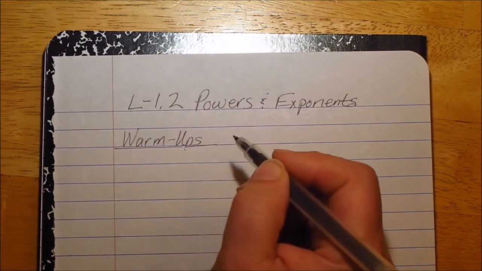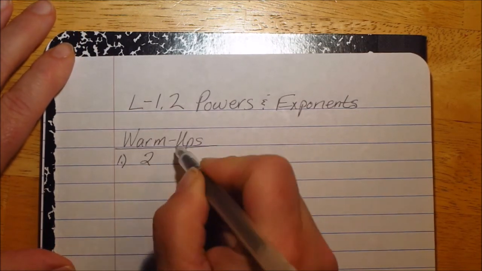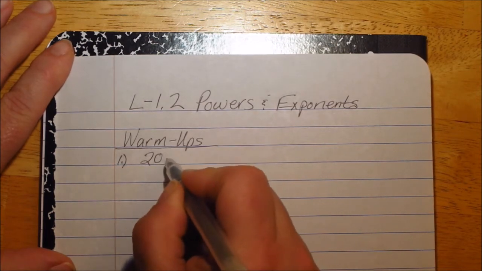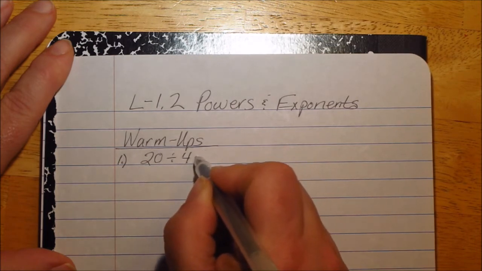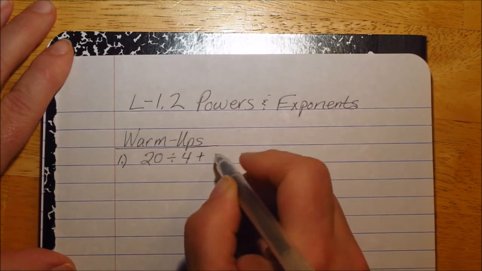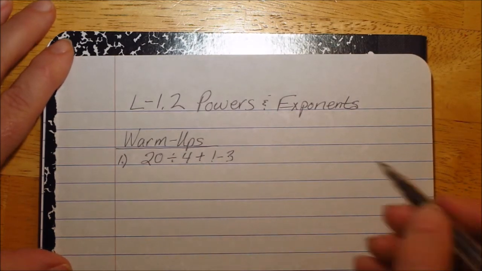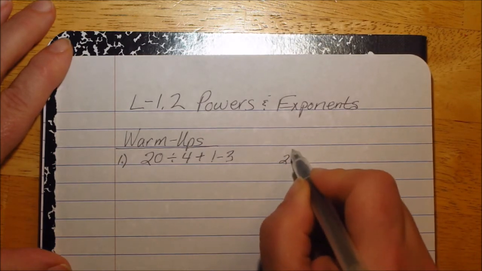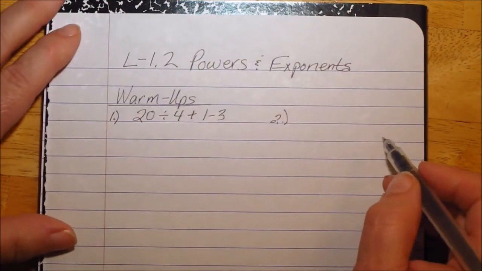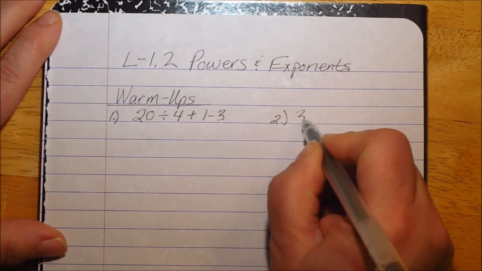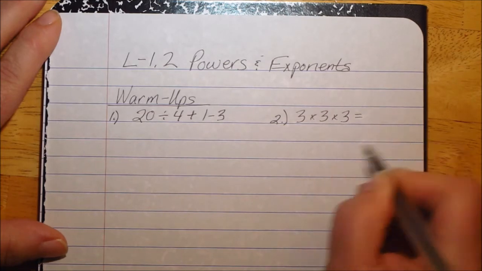And our warm-up today, we have one problem here that is, find the value of this expression, 20 divided by 4 plus 1, oops, not divided, okay, plus 1 minus 3. Remember your PEMDAS triangle there. And because of that triangle space that's going to be needed, I'll put warm-up problem number 2 over here, and it is 3 times 3 times 3 equals.